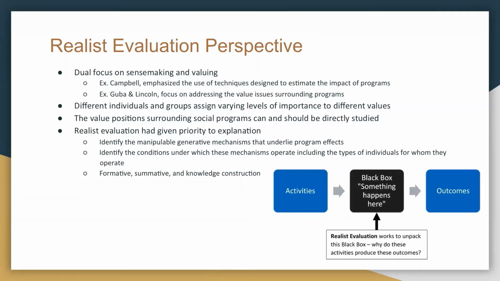Realist evaluation to date has given general priority to explanation, including identification of the manipulable generative mechanisms that underlie program effects and the conditions under which these mechanisms operate, including the types of individuals for whom they worked. The realist evaluation approach serves three main functions of evaluation, which are formative, summative, and knowledge construction.